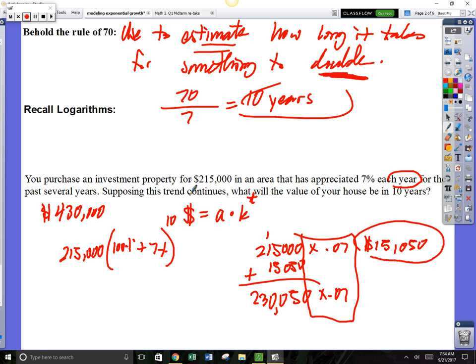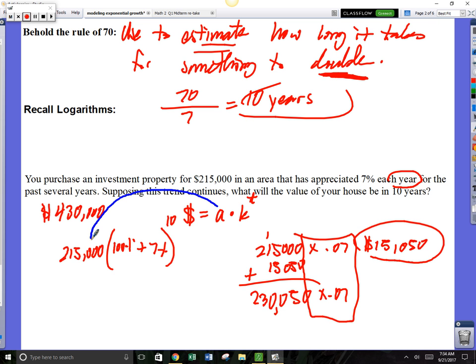So here we go, my A, that's 215. The K was kind of tricky. If I wanted to add it back in for me, I know my house is going to go up 107% each year. And then the T is going to be 10. So it's going to be 215,000 times 1.07. So change it to a decimal, put 10.